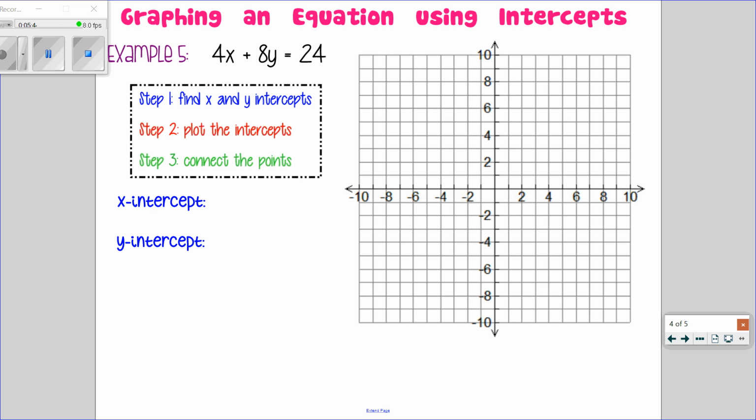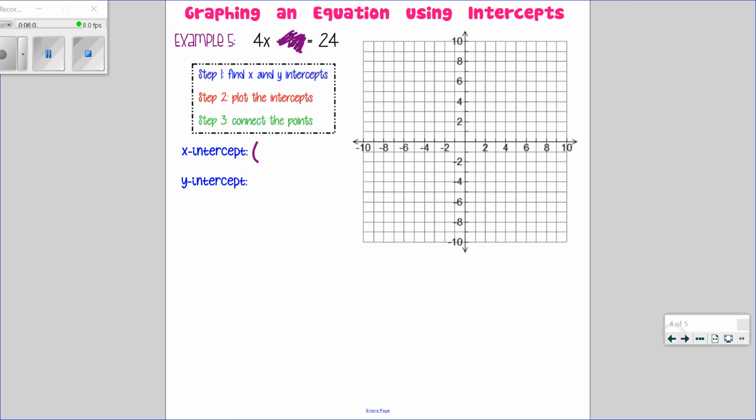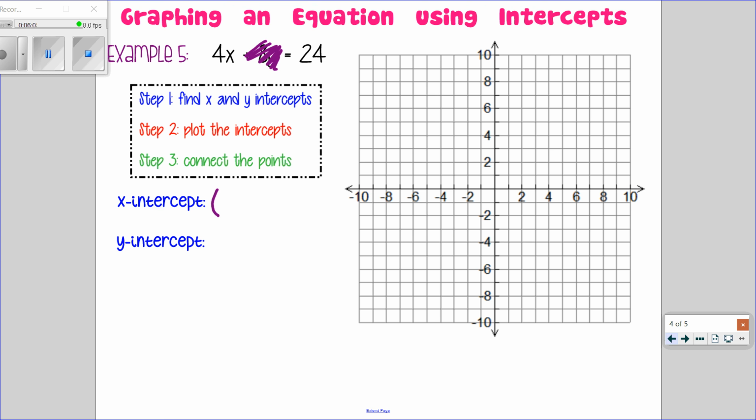Okay, now let's try example 5. Our steps when we want to graph our equation in standard form is we use our x and y intercepts. So let's go ahead and find our x and y intercepts. For the x-intercept, cover up the y value. So I have 4x equals 24. Oops, let's fix that. 4x equals 24. So that's going to give me an x value of 6, and then my y value is 0.